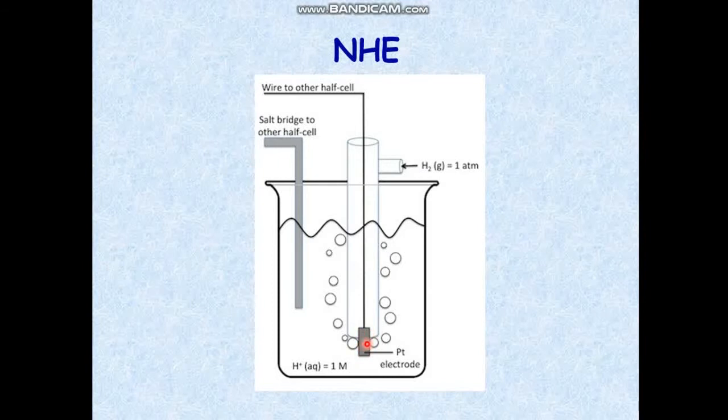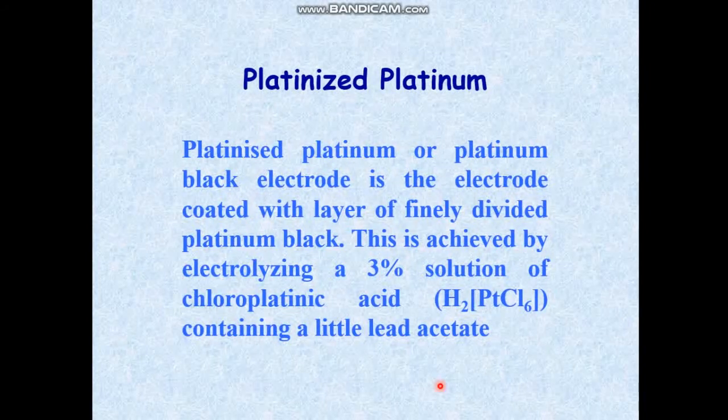Now one question may arise in your mind: what does platinized platinum mean? Suppose this is the platinized platinum and hydrogen gas is supplied from this point, and the pressure of that hydrogen gas is kept at 1 atm, and here is the acidic solution, which contains aquated H plus ion, maintained at 1 mole. Now, the answer to your question: what is platinized platinum?